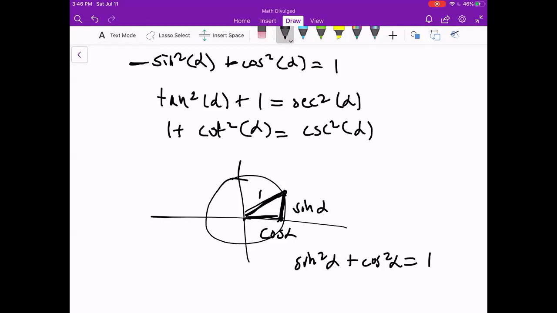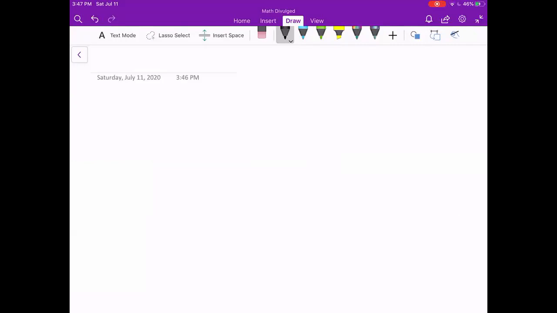So I'm going to go ahead and talk about 4 last sets of formulas for today before we end off. And the first is going to be the sum formulas. So that's what you get when you have something like sine A plus B.